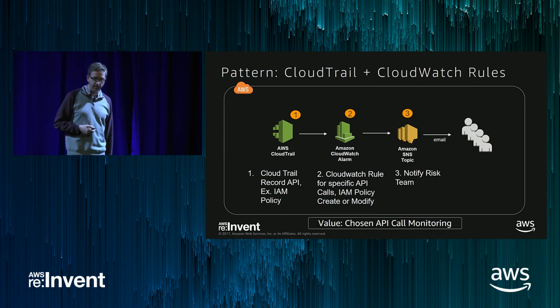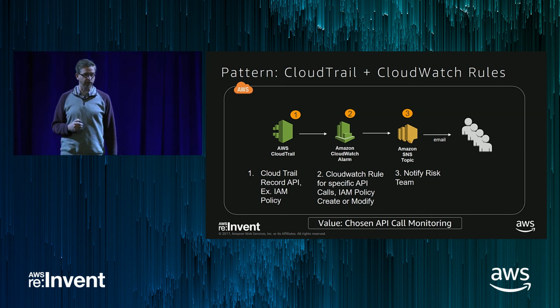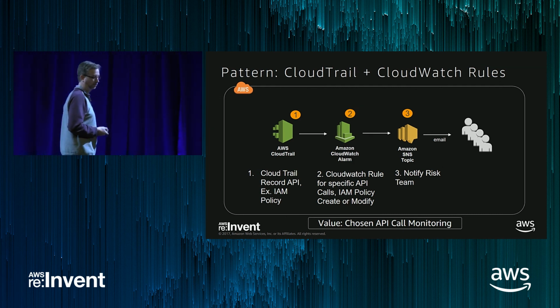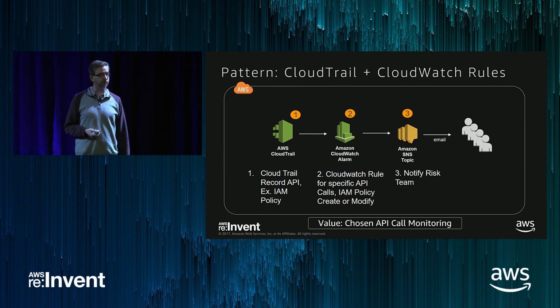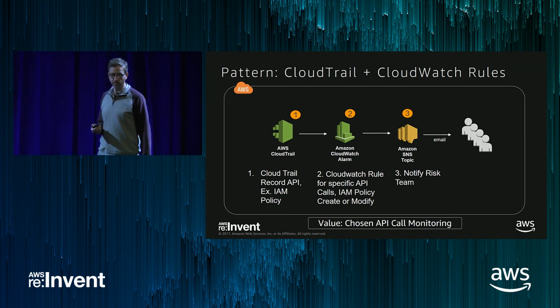And in step 3, notifications are sent to our risk team for review. The value of this pattern is its quick alerting on specific API calls. In this example, we're looking at IAM policy changes. We also use this pattern for other things, like API calls to EC2, so we can look for something like a stop instance or a terminate instance.